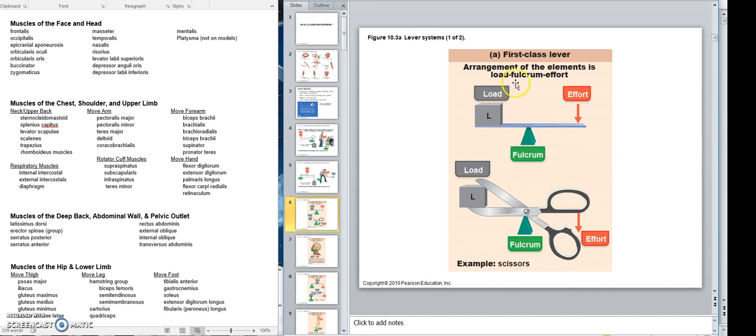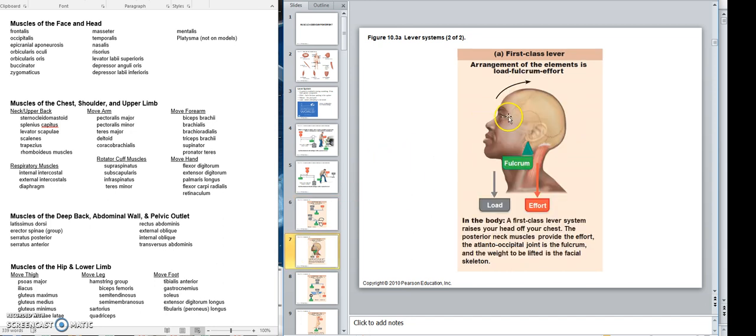So here's a first-class lever. The fulcrum is in the middle, kind of like a seesaw. That's the most common. Here's the effort arm, and it's a little further away. Here's the load arm. If this was a seesaw, it would be equally balanced because you and your partner would be doing the same thing. Effort, fulcrum. Here would be an example of that: that would be your sternocleidomastoid muscle, and in the head, this would be the occipital condyles on top of the superior articular facet of C1.